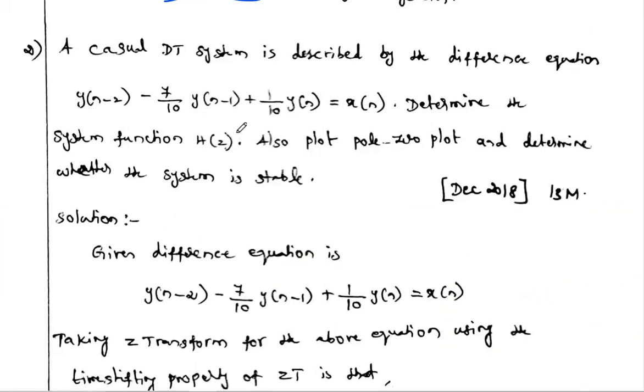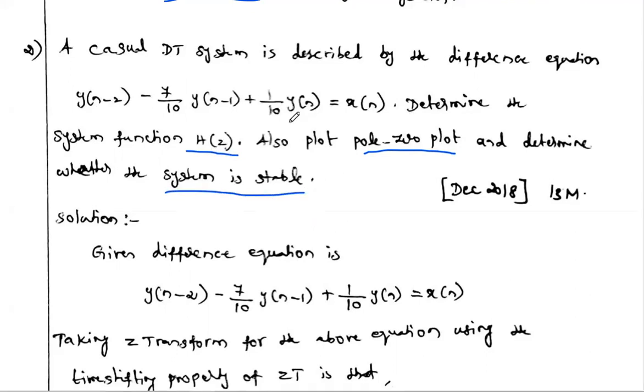Okay, so here the question is different. In the first problem H of z is given, and we had to find the time domain response y of n. Here the time domain system equation is given. We have to find the system function H of z, and also plot the pole zero plot. We have to draw the pole zero diagram and determine whether the system is stable. So there are three things we have to find out.